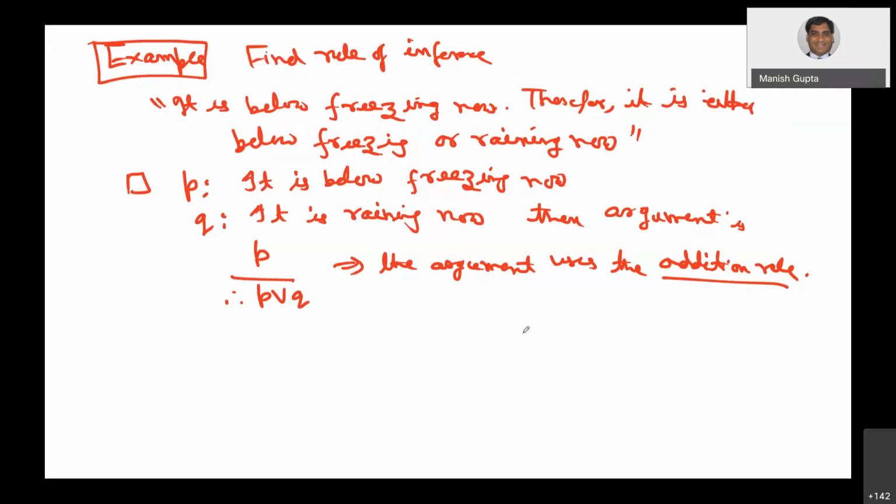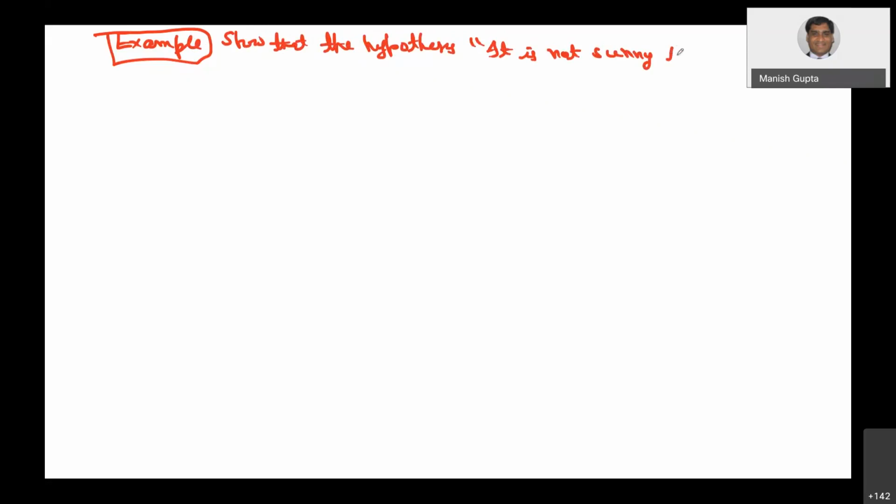So now I will give you an example where, using rules of inference, we can build a larger argument. Another example. In this example, we need to show that the hypotheses, there are many statements: it is not sunny this afternoon, and it is colder than yesterday.